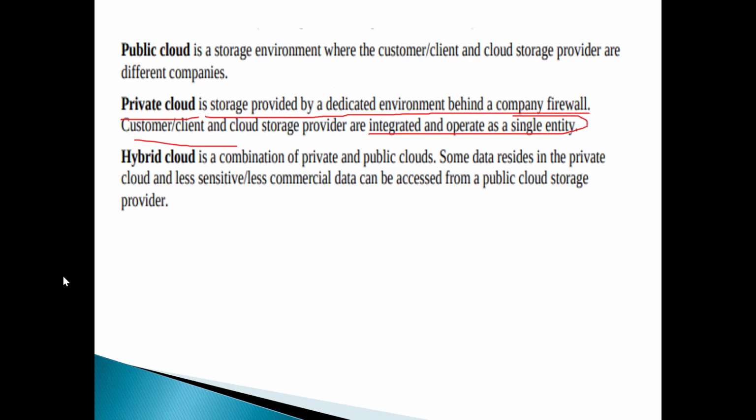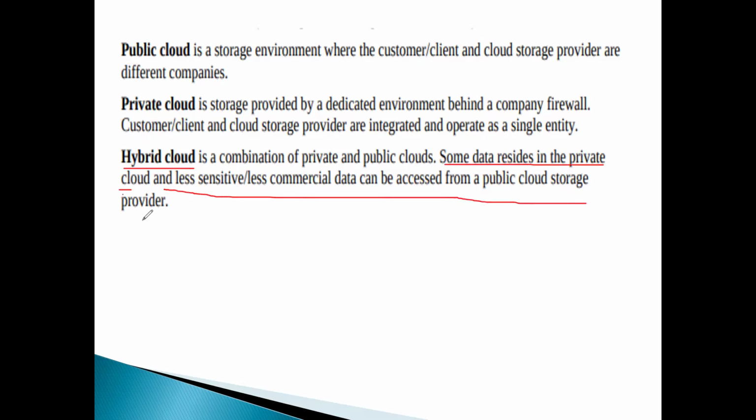So on the basis of these two, you can have a hybrid cloud. It's a combination of private and public cloud. Some data reside in the private cloud, which is very sensitive, and less sensitive or less commercial data can be accessed from a public cloud. If you think your data doesn't require more security, it can be accessed by everyone, so you will store data on public cloud. If your company data needs to be secured, very sensitive, then you can store data on private cloud. Got the idea?